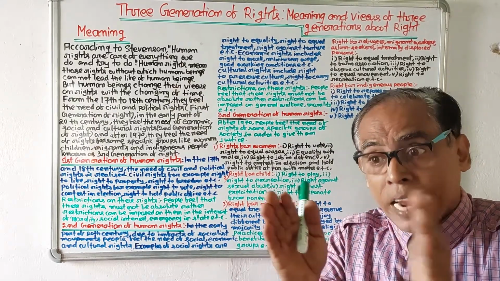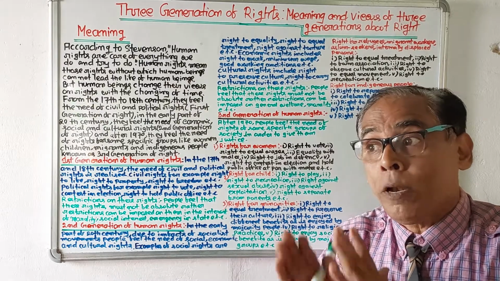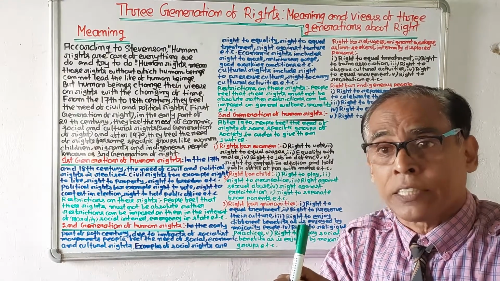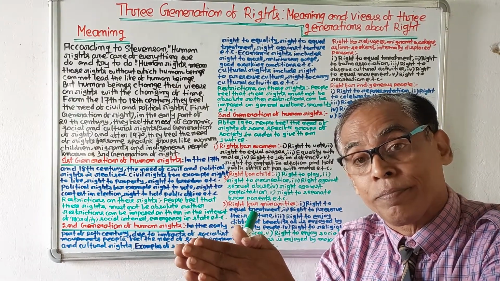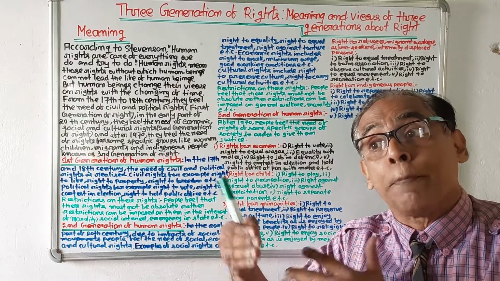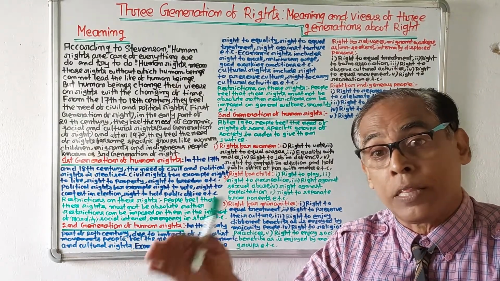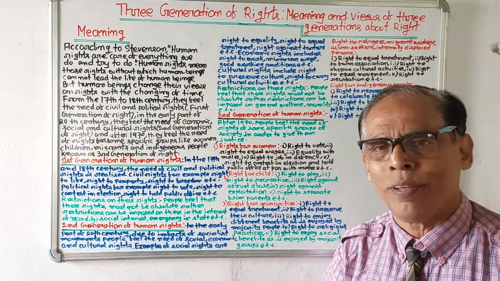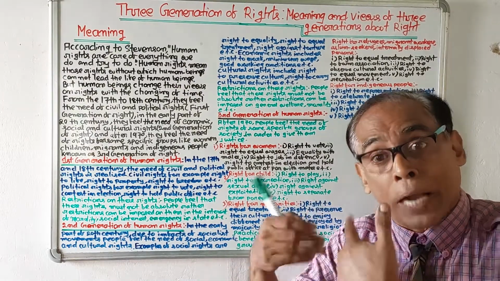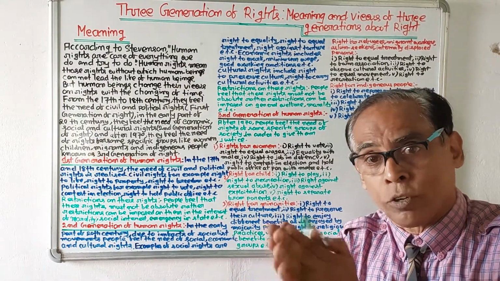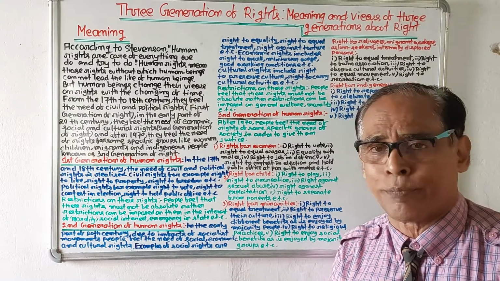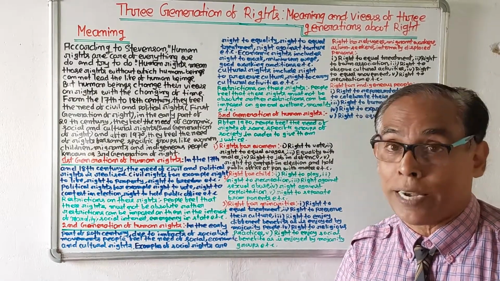In the 17th and 18th century, people gave importance and priority to civil and political rights. It is known as the first generation of human rights. In the early part of the 20th century, people gave priority to social, cultural and economic rights in place of civil and political rights. It is known as the second generation of human rights.